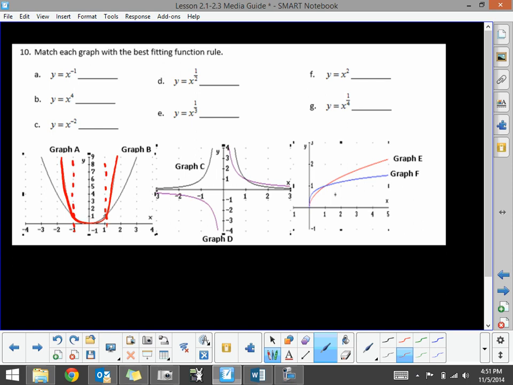So the ones that got a little bit steeper were higher power, so I know that of the two that are good candidates, x to the fourth or x squared, A, since it's steeper on the outside, flatter on the inside, is my fourth degree polynomial. So this is graph A, and graph B is the one that's a little bit flatter, or our basic quadratic graph.